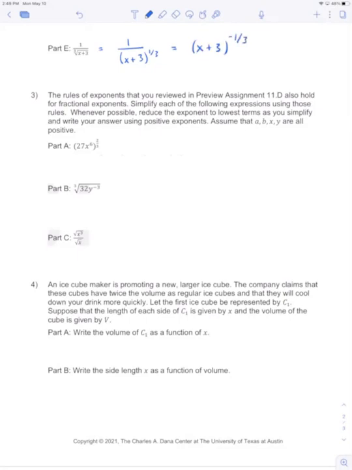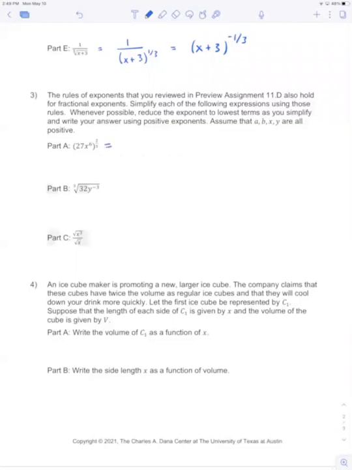Number 3, the rules of exponents that you reviewed in preview assignment 11D also hold for fractional exponents. Simplify each of the following expressions using those rules. Whenever possible, reduce the exponent to lowest terms as you simplify and write your answer using positive exponents. Assume that a, b, x, and y are all positive. So part A, I'll just work to the right here.